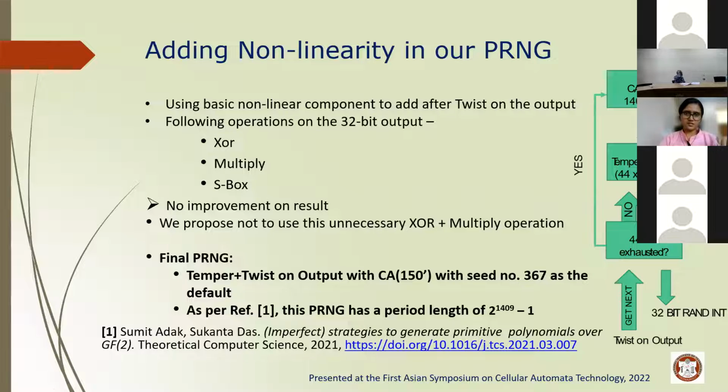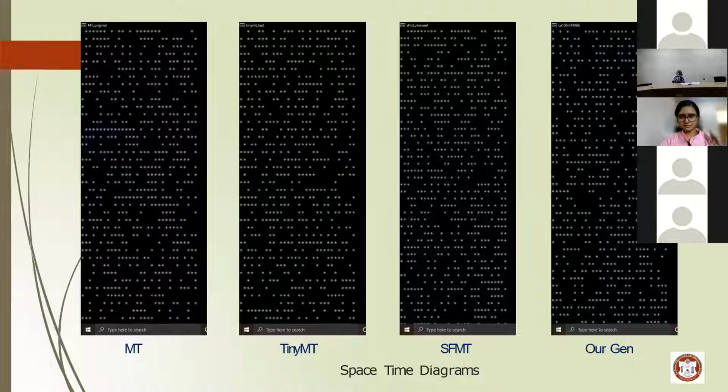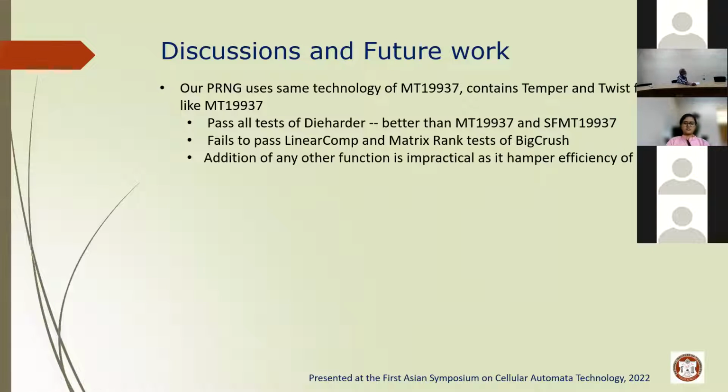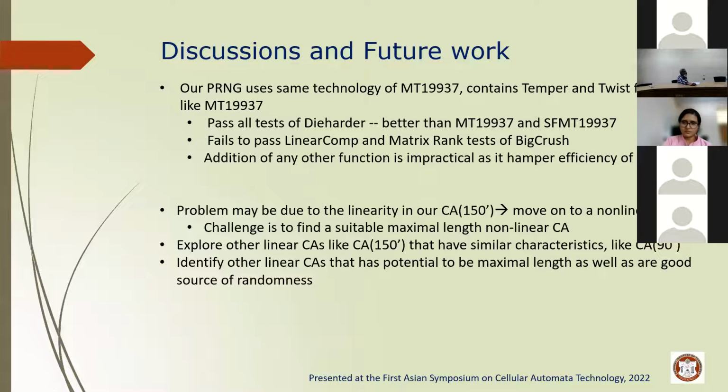These are the space-time diagrams of our generator. You can see all the generators are looking almost similar. And there is some future work to do on linearity. We have failed to improve the PRNG by using non-linearity and the twist and the temper. So maybe we have to move to nonlinear CA if we stick to using CA150 dash. But the problem is we still don't know how to find a suitable maximal length nonlinear CA.